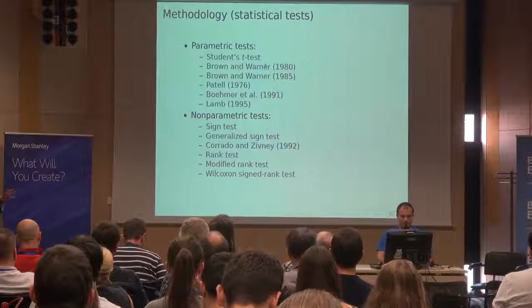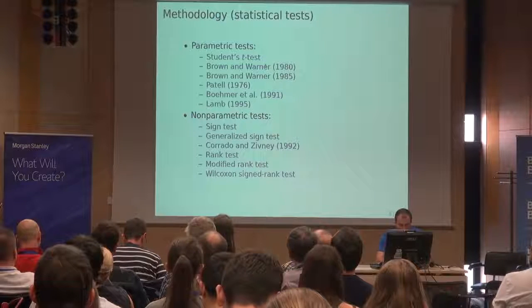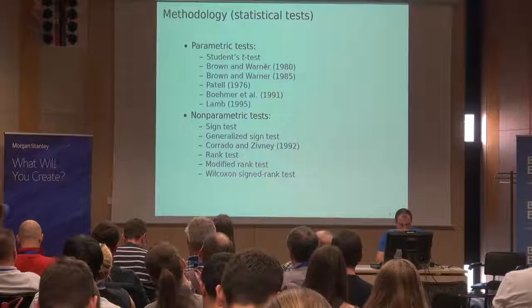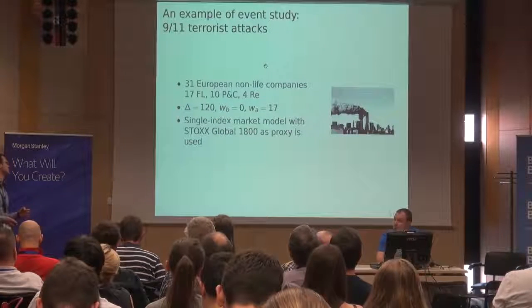Basically, we have 2 groups of tests. If you are a mathematician or a statistician, you know that we have parametric tests and non-parametric tests. Parametric tests assume a particular distribution, while non-parametric tests typically don't have these assumptions.